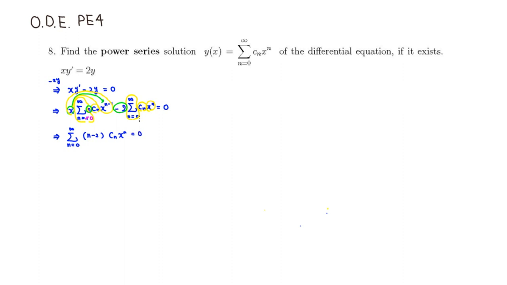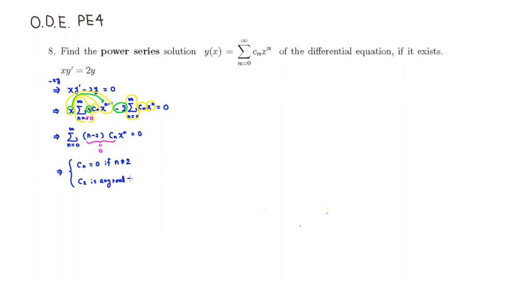In order for this equation to be true for all x, we have to make sure that each coefficient is equal to 0. So we set this coefficient equal to 0, and we get the following condition. As long as n minus 2 is not equal to 0, then c_n must be 0. So c_n is 0 if n is not equal to 2, because when n equals 2, this is 0, and c_2, when n equals 2, is any real number.